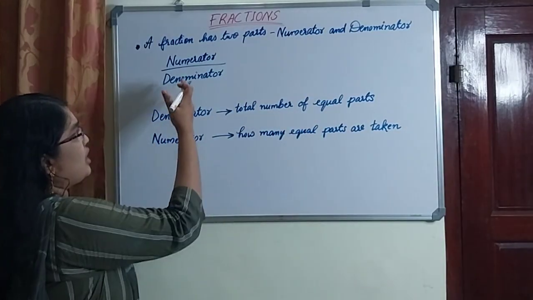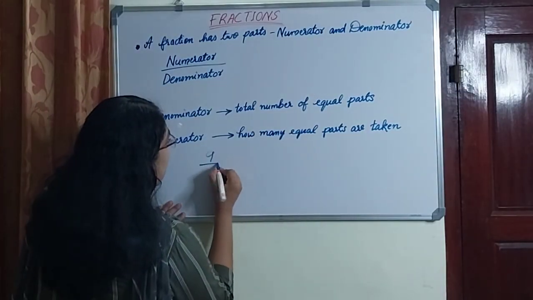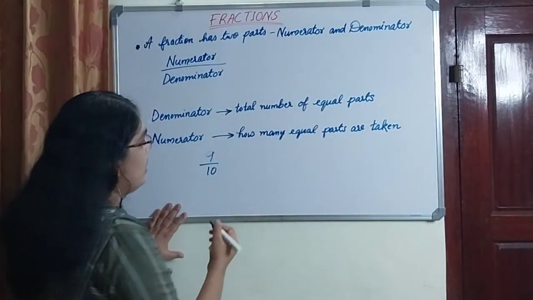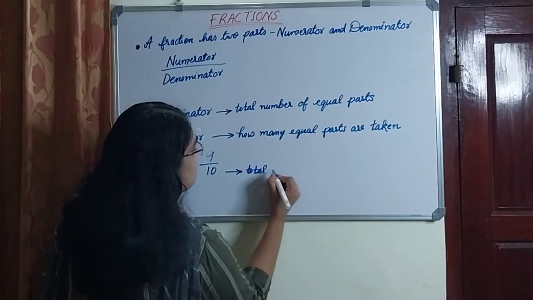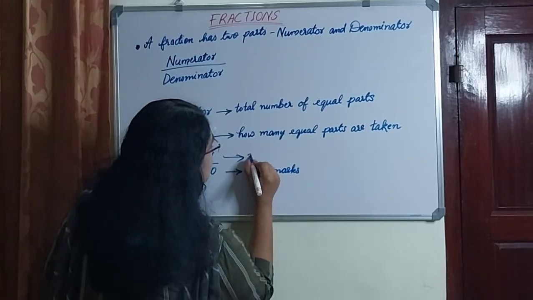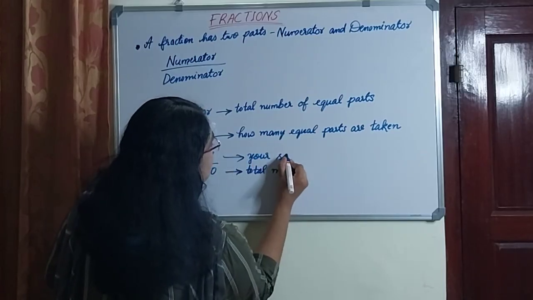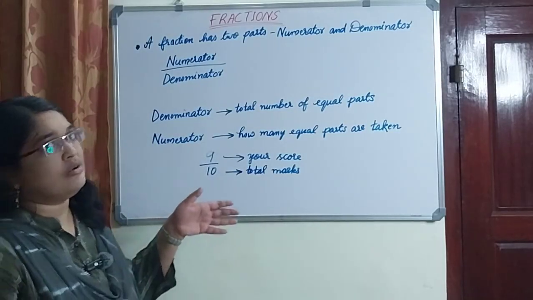You might have seen this type of representation in answer sheets of examinations, like 9 out of 10, which means the total marks was 10 and you scored 9 marks out of 10. And let's see more about fractions.